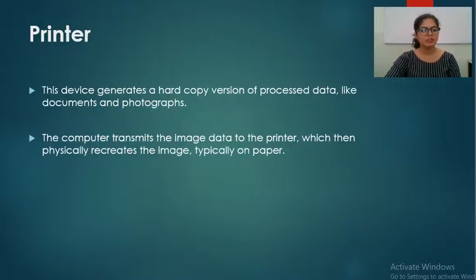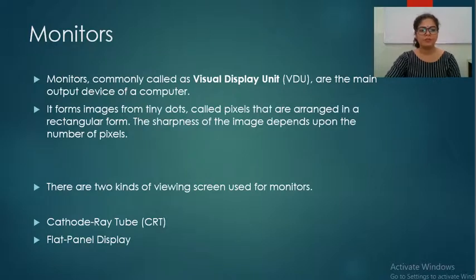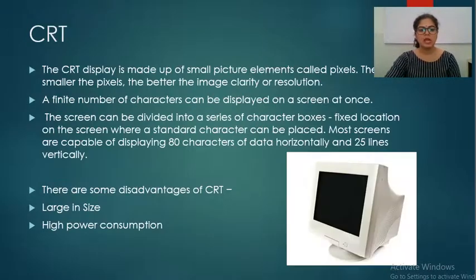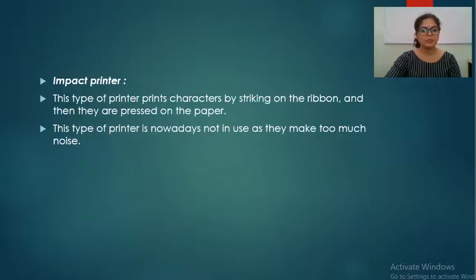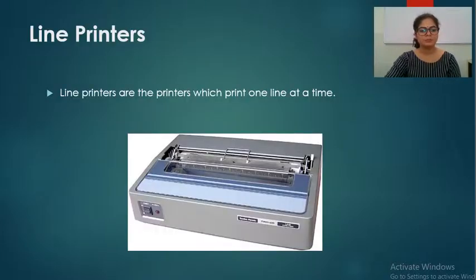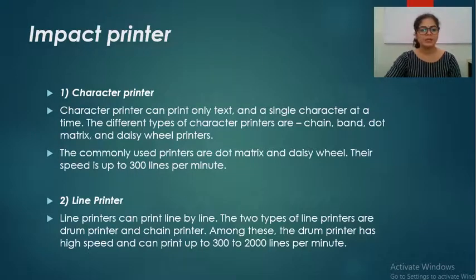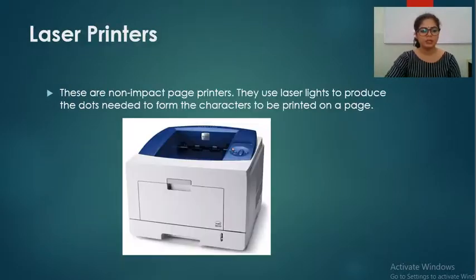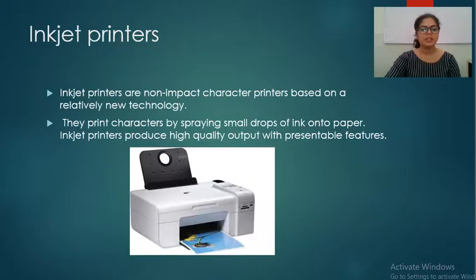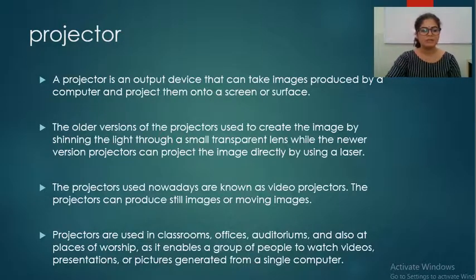In the last lecture, we studied different output devices, where we covered monitors, CRT, flat panel displays, printers, types of printers, impact printers and non-impact printers, line printers, character printers that come under impact printers, and then non-impact printers, where we have two categories: laser printers and inkjet printers. The next output device was the projector. So that was all about the output devices. In this unit we have studied different input and output devices.